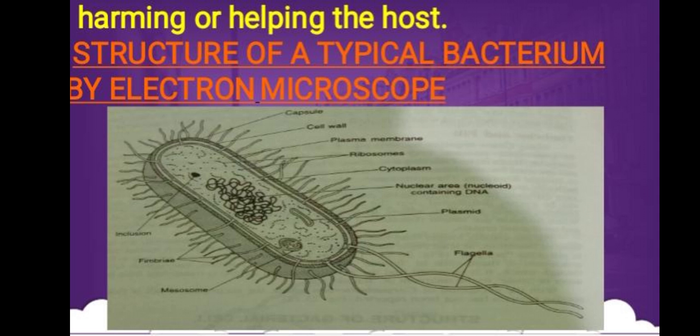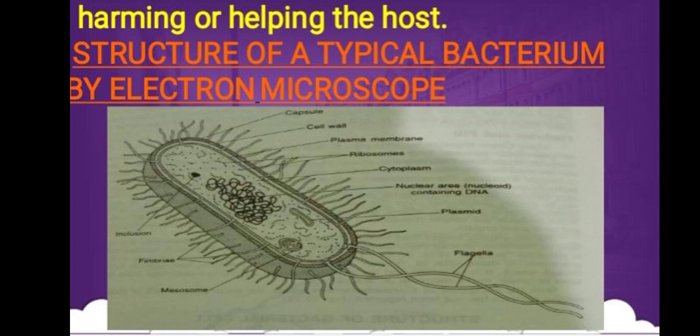Let's see the structure of a typical bacterial cell taken by an electron microscope. Children, each individual bacterium is rather a simple cell. It contains the living substance, protoplasm, surrounded by a non-living stiff cell wall. The cell wall is made of peptidoglycan and not of cellulose as in the plant cells.